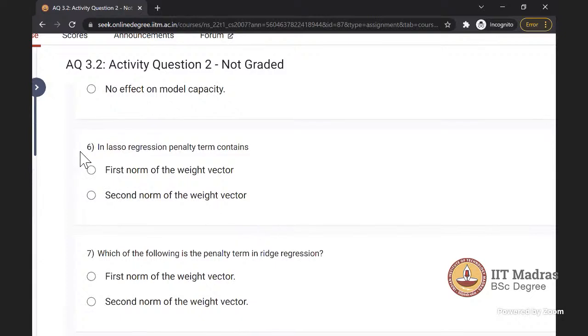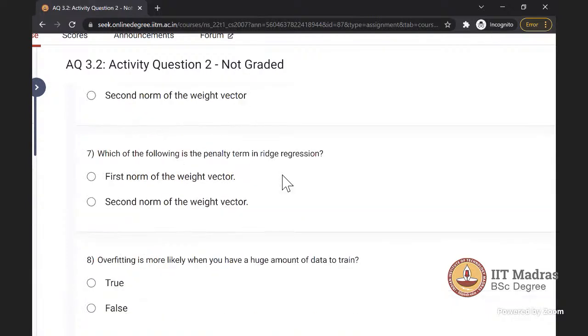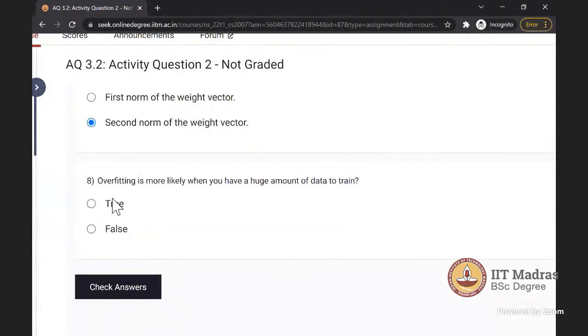Question number 6. In lasso regression, the penalty term contains the first norm of the weight vector or the second norm of the weight vector? First norm. That's right. Question number 7. Which of the following is the penalty term in ridge regression? Second norm. Second norm of the weight vector.